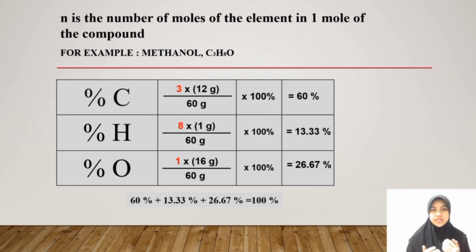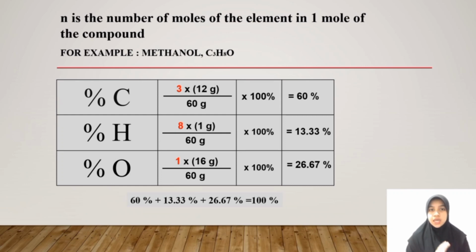Here is an example of methanol. First, we need to calculate the percent composition of carbon. The number of moles of carbon in methanol is 3. So 3 we multiply with the molar mass of carbon, which is 12, and then we divide by the molar mass of methanol, which is 60, and then we multiply by 100. So we get 60% of carbon.